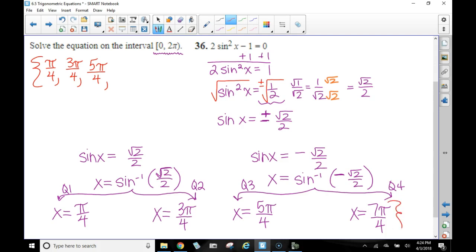Hey y'all, I know 7 pi over 4 is the same thing as just negative pi over 4. Can I give negative pi over 4 as my answer? Well, no, because negative pi over 4 isn't in this interval. It's less than 0. So I do need to give the 7 pi over 4 and make sure I do what is being asked in the problem. All our answers have to be in the interval from 0 to 2 pi. And all of these are.